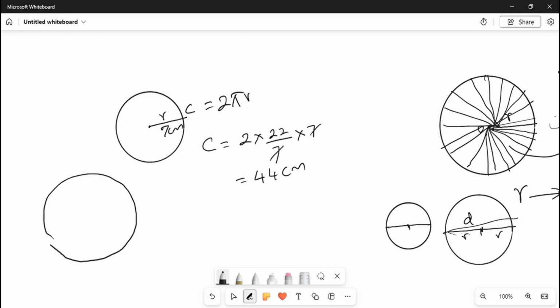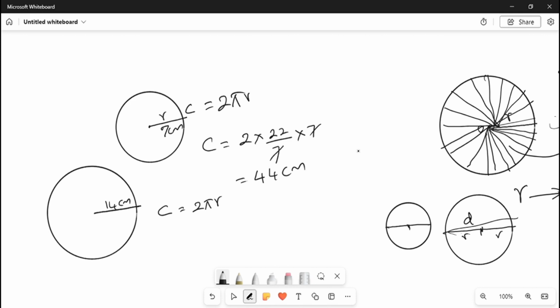Let this radius be 14 centimeter. So now the C is again 2 pi r. Always write the formula first and then apply: 2 times pi, 22 upon 7 into 14. That is, you can cancel 7 and 14. 7 times 2, 14. 2 times 2, 44 into 2, 88 centimeter.